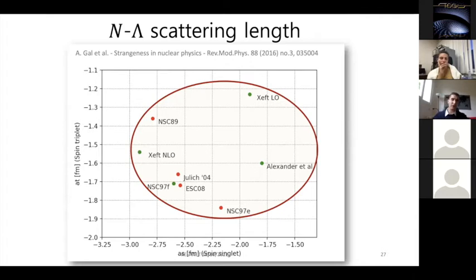In fact, different potentials, different groups over the years tried to predict what is the scattering length in the singlet and triplet from, let's say, first principles. And you can see that they are all over the chart. So now you can imagine me trying to fix the two-body scattering lengths in this theory and trying to find which one is the best one.